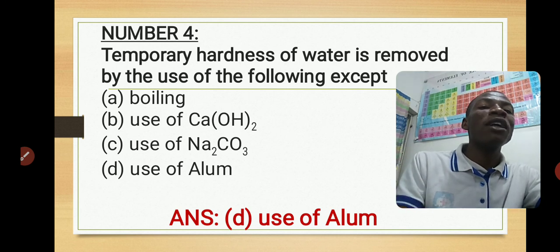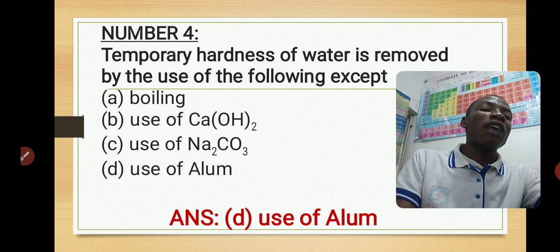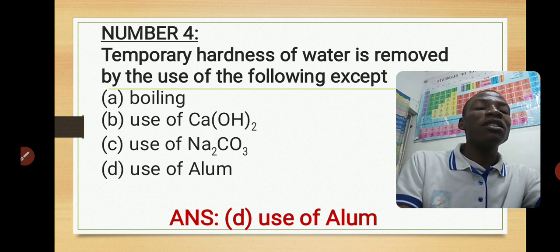Option A removes temporary hardness. Option B, calcium hydroxide, removes temporary hardness. Option C removes both permanent and temporary hardness.